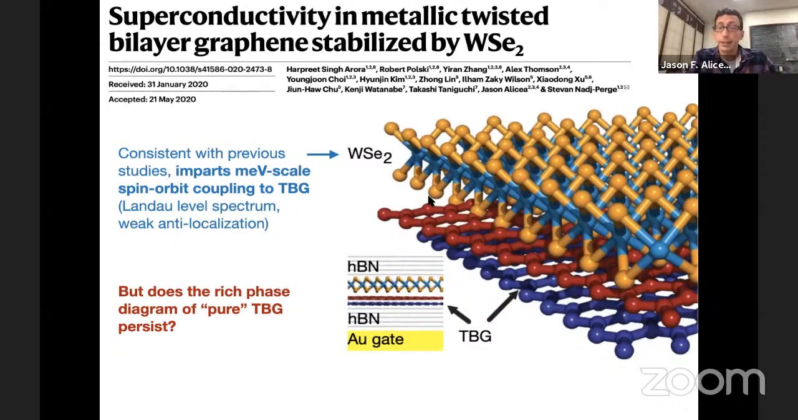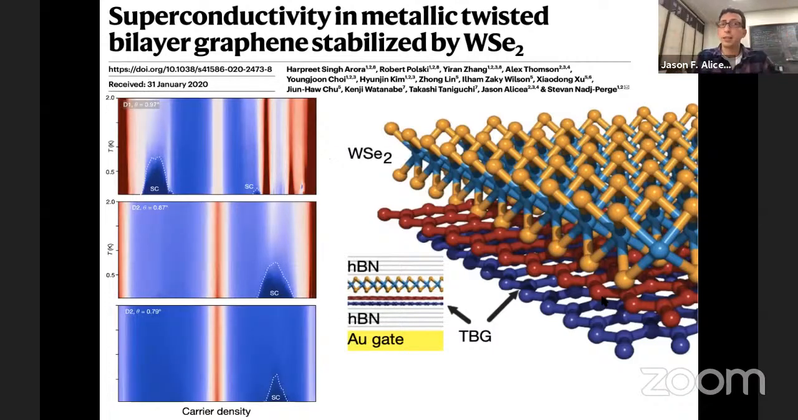Second, you might worry that the generation of spin-orbit coupling has an adverse effect on the existence of, let's say, correlated insulators and superconductivity. All right, so the second interesting result from this paper is that the answer to this question is emphatically yes. The phase diagram retains all of its richness and in some sense more. Okay, so here's the phase diagram as a function of temperature and carrier density on the horizontal axis. Color, as usual, represents the resistance of the device.